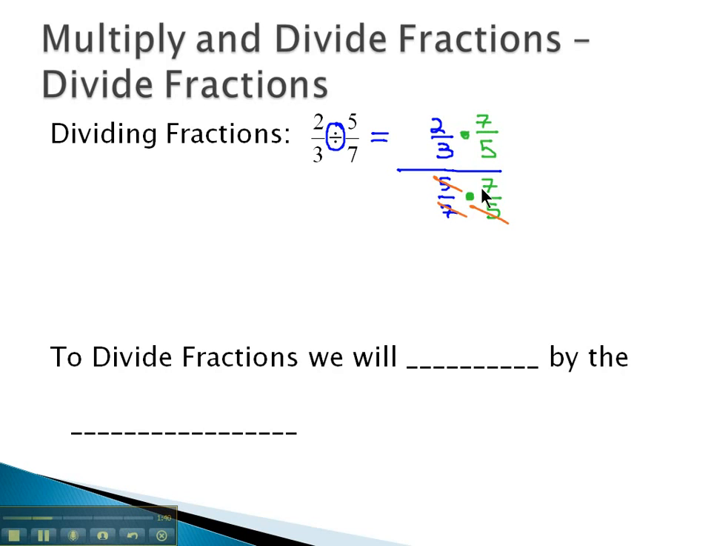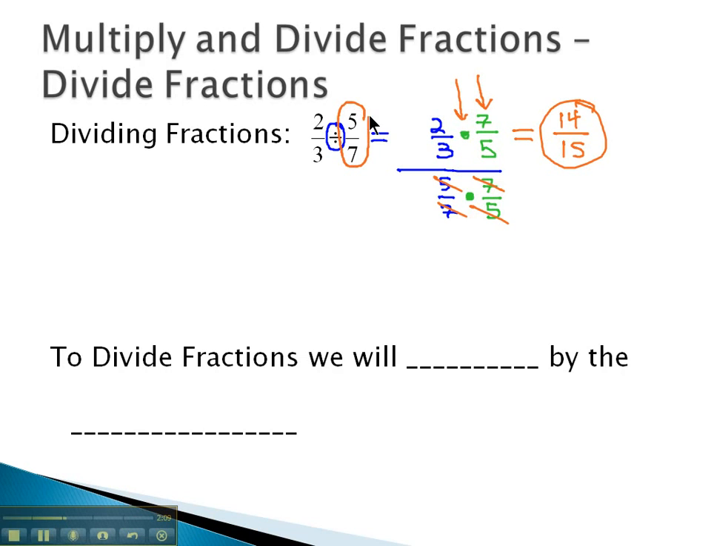What's nice is the 5s and 7s divide out with each other, and what's left is actually just this multiplication problem. 2/3 times 7/5 multiplying across gives us 14/15. But what I want you to notice that we did here is we didn't actually do any division at all. Instead, we multiplied by the reciprocal of the second fraction. This is what we're going to do as we divide fractions.